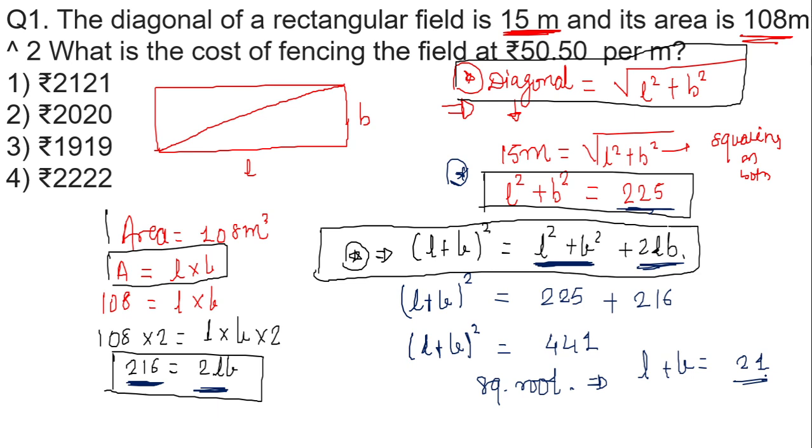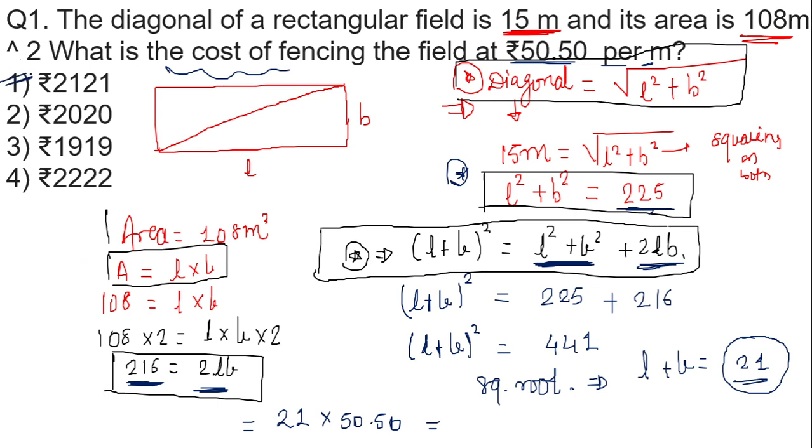Now actually we are finding here the perimeter. What we got is 21. Now what they have asked us is, what is the cost of fencing the field at 50.50 per meter. So simply what we are going to do is 21 into 50.50, and the answer will be 1060.50. Got it?